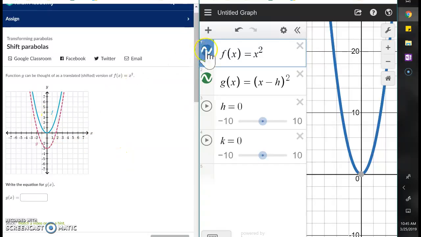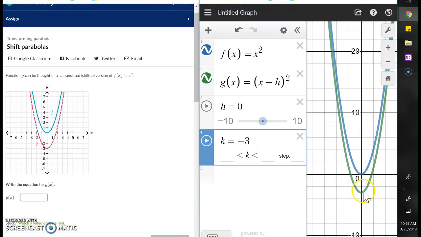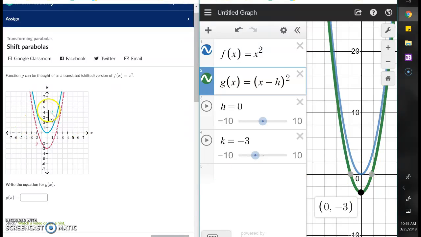Okay, we got F in. We got G in. We got to figure out what H and K are. Didn't shift right or left. We got to shift it down by 3. So we're going to change K to -3. Now we got to shift it down by 3. Matches up with the graph.